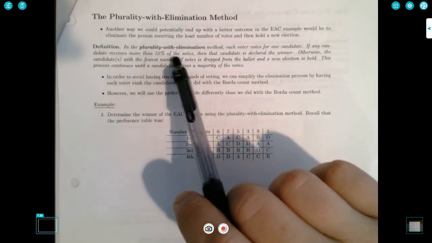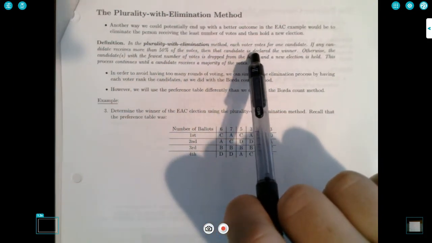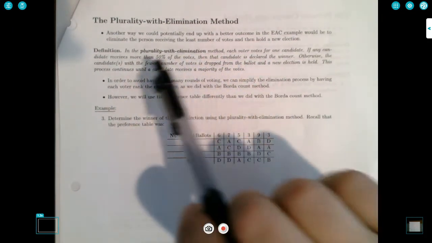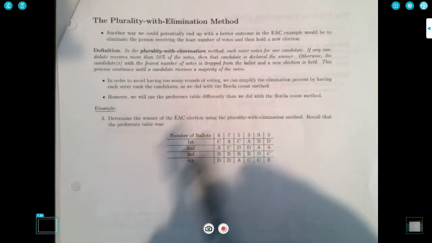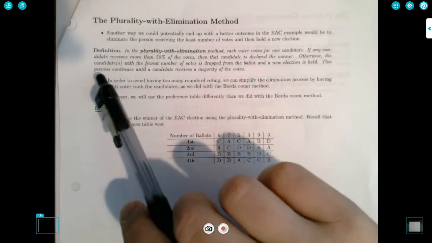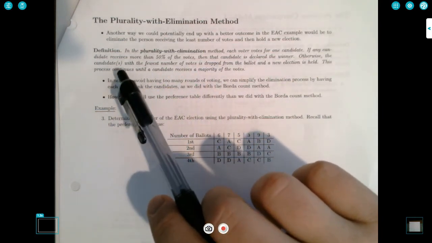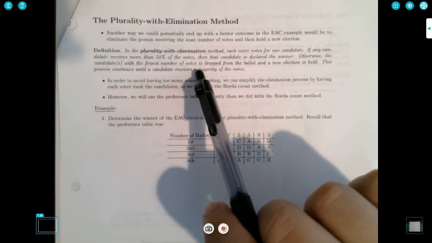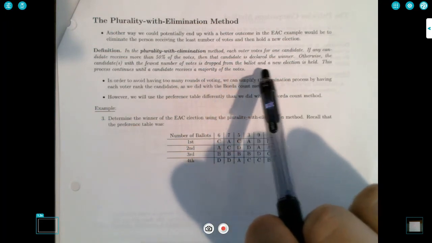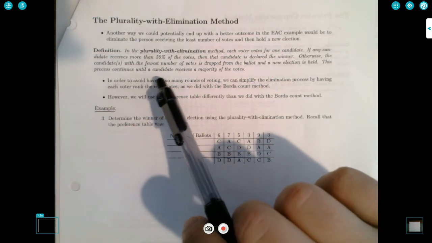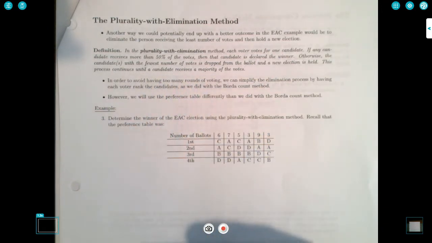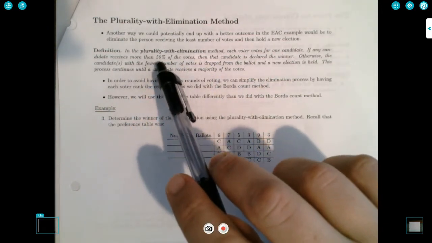In the plurality with elimination method, each voter votes for one candidate. If any candidate receives more than 50% of the votes, then that candidate is declared the winner. Otherwise, the candidate or candidates with the fewest number of votes is dropped from the ballot and a new election is held. This process continues until a candidate receives a majority of the votes, and majority means more than 50%.